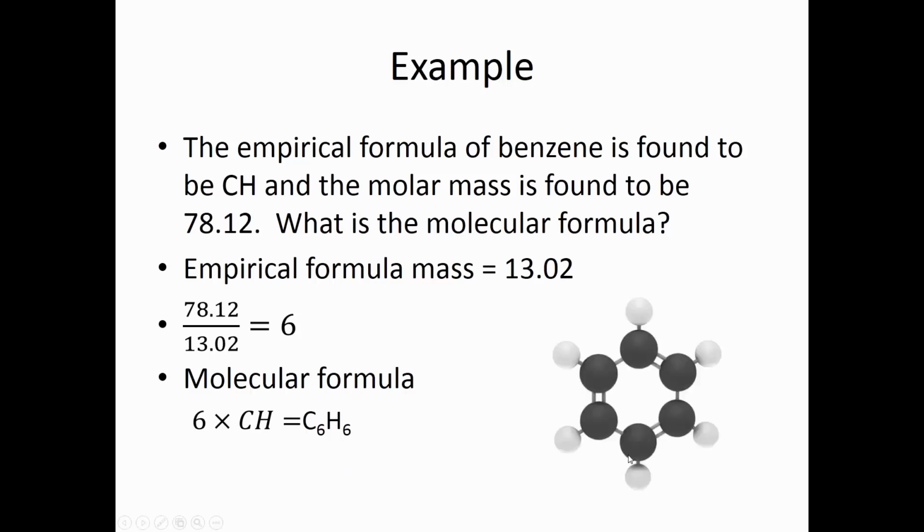So for benzene, this is what that looks like. We have 6 carbons and we have 6 hydrogens. So the same number of each, and it turns out that this is how it works. Now you don't have to remember this shape. This is just to show you specifically for benzene how this works.